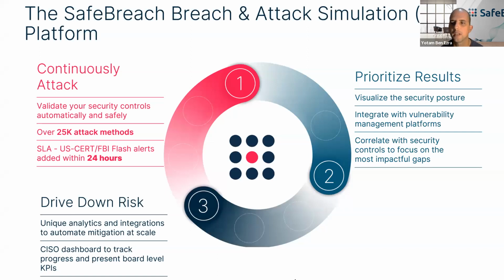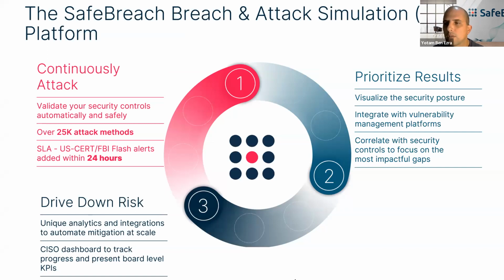Generally, there are three main pillars to the capabilities. The first one is the underlying ability to continuously, automatically, and at a very high scale attack the environment in a way which doesn't risk the production. Our architecture enables a safe way to run those real attacks in the environment.